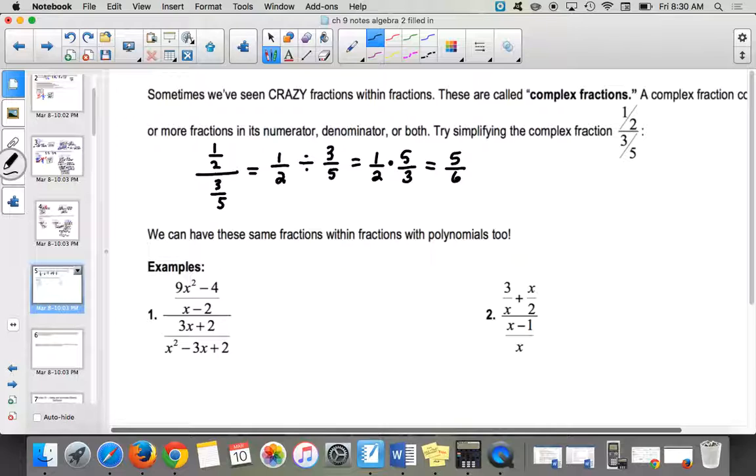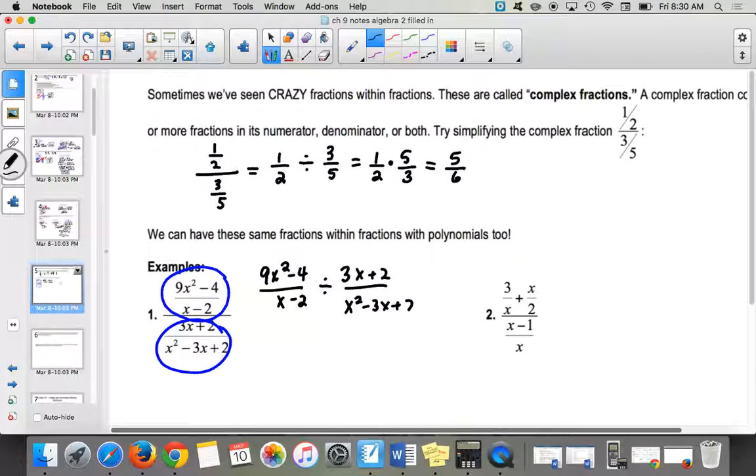So we do exactly the same thing with these ones. We think of it as 2 separate fractions with a division sign in between them. So I really have 9x squared minus 4 over x minus 2, and I'm dividing by 3x plus 2 over x squared minus 3x plus 2. You guys did this on your homework that you started. So we're going to factor the 9x squared minus 4. It's going to be 3x plus 2 times 3x minus 2 all over x minus 2.